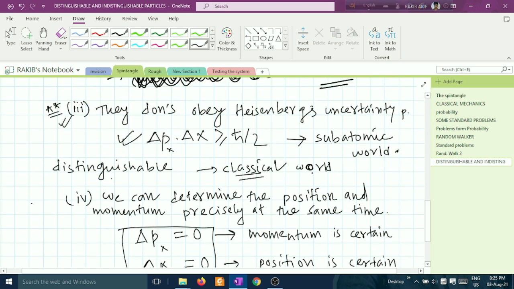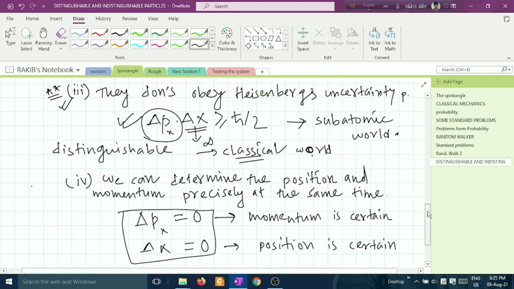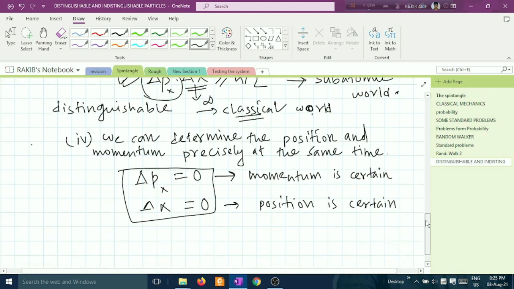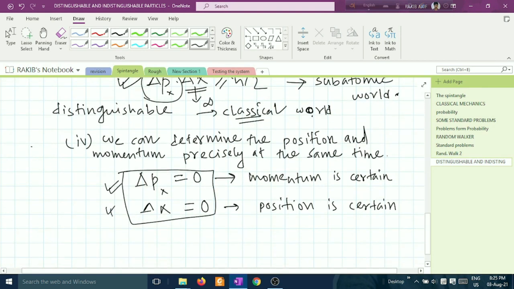Okay, in case of property 3, if this is 0, then delta x will be what? This will be infinity. This happens in Heisenberg's uncertainty principle. Okay, in the classical world all things are certain. Position is certain, momentum is certain, and that means there is no uncertainty. Deltas are the uncertainties, the uncertainties in momentum and position.